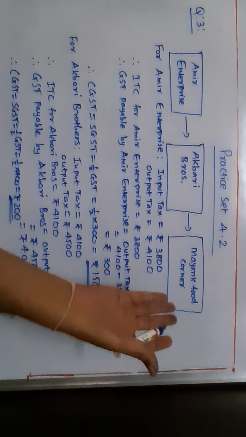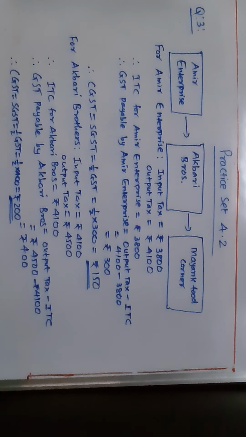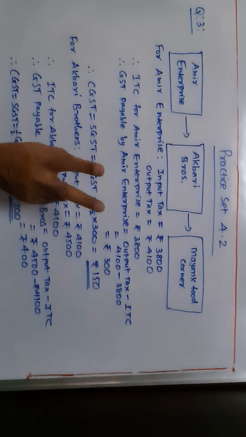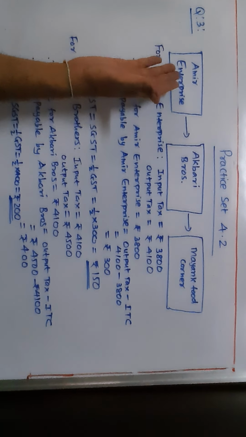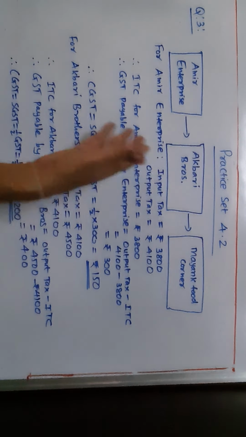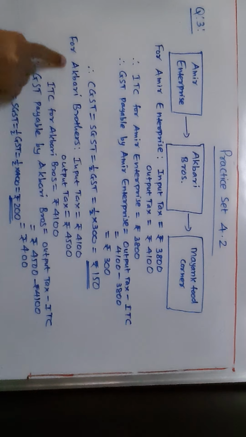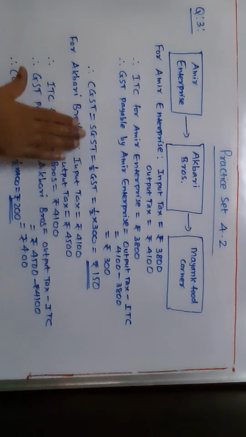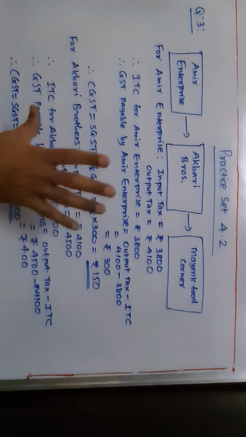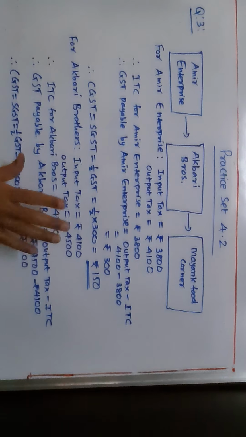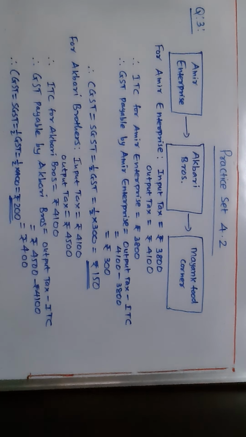Now Mayank Food Corner, they are the consumers. They are consuming the chocolate sauce, and we don't have to do that because no further transaction is given here. So there are two transactions here. Amir Enterprise sold goods to Akbari Brothers, and Akbari Brothers sold goods to Mayank Food Corner, and that is why for Amir Enterprise and for Akbari Brothers we have to calculate GST payable, and we have found CGST and SGST also. So these are very simple sums and even interesting sums. If you like the tax system and all, these are all interesting sums.